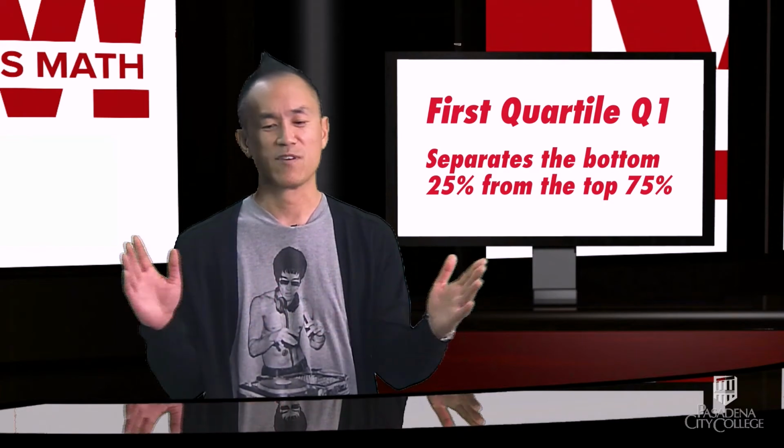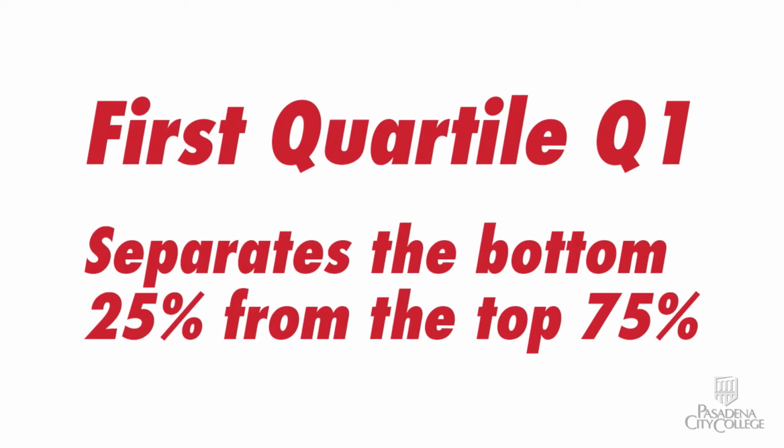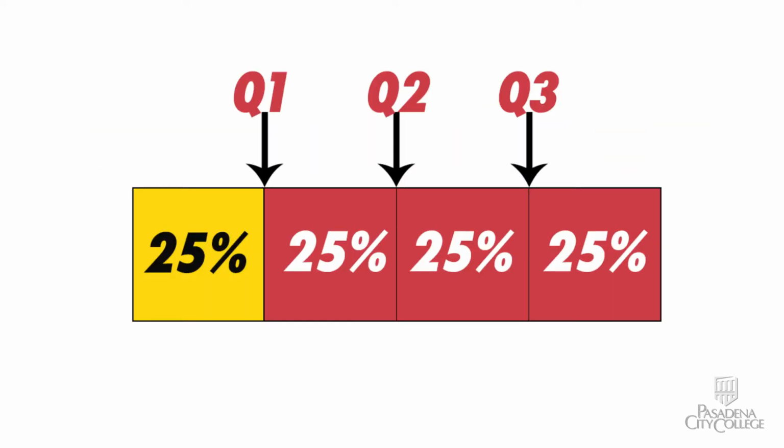So if you talk about 100% of the data, then when we split up into four groups, each chunk has 25%. So I see the first box contains 25%, and each box contains 25%. So first quartile is between the first box and the second box. That's right. You see how those three boxes, 25%, 25%, 25%, add up to 75%? That's why Q1, the first quartile, separates the bottom 25% from the top 75%.